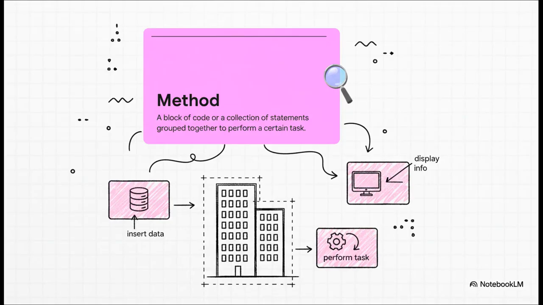Those behaviors we just talked about are defined by methods. Really, a method is just a block of code that performs a very specific task. For our student object, we might have a method to, say, insert their data into a database, or another one to display their information on the screen. These are the actions our building is designed to perform.